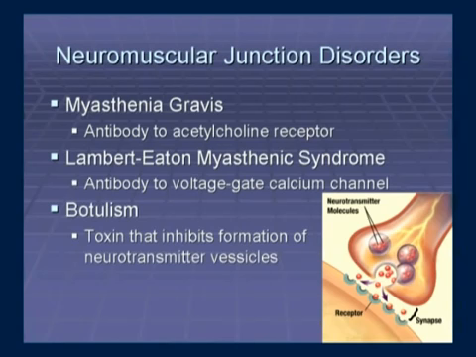Remember, you need calcium to get those neurotransmitters out. This antibody blocks it. You don't get the neurotransmitters out. Botulism is another presynaptic process where you don't even get to form these vesicles due to a toxin.